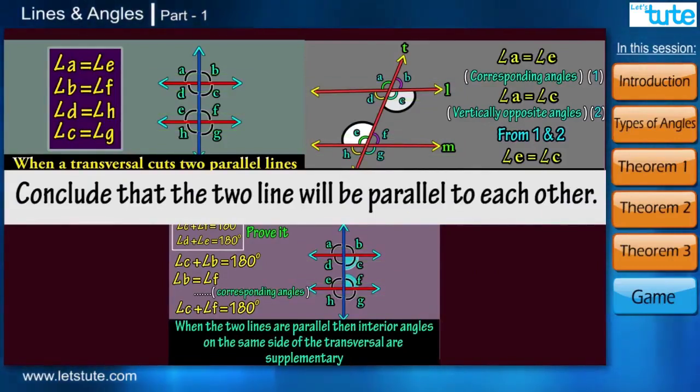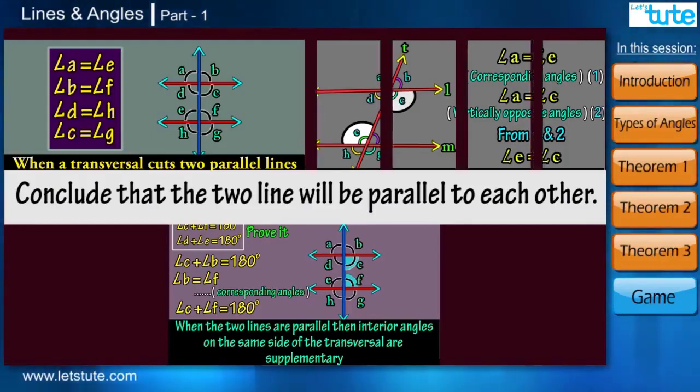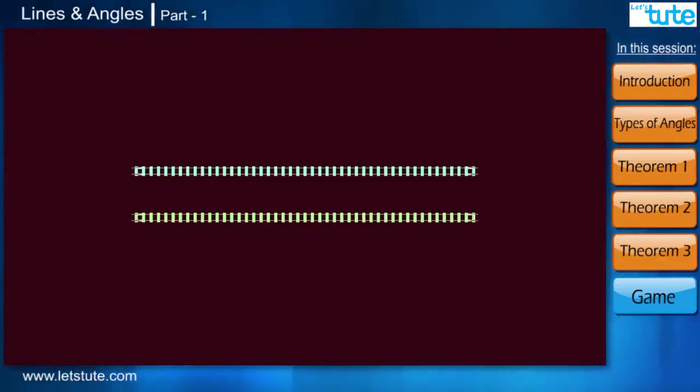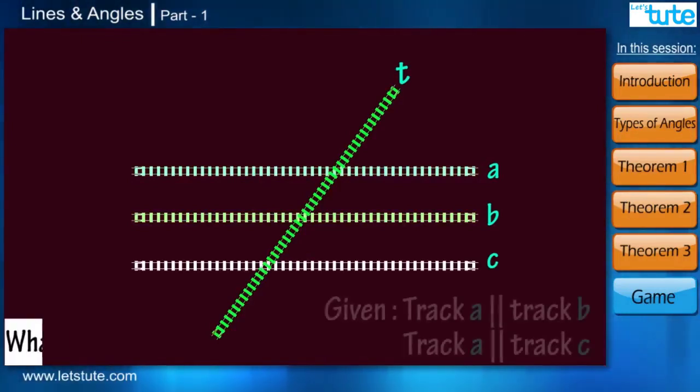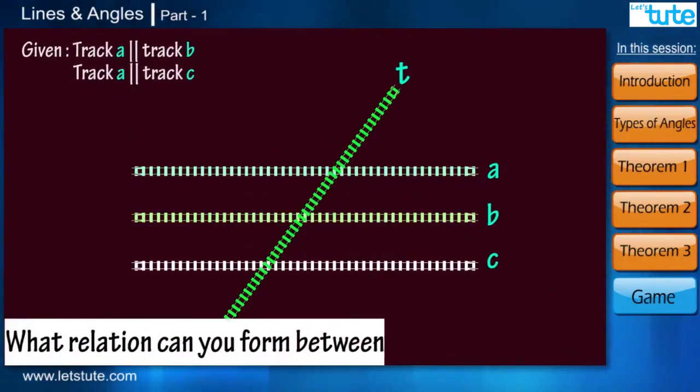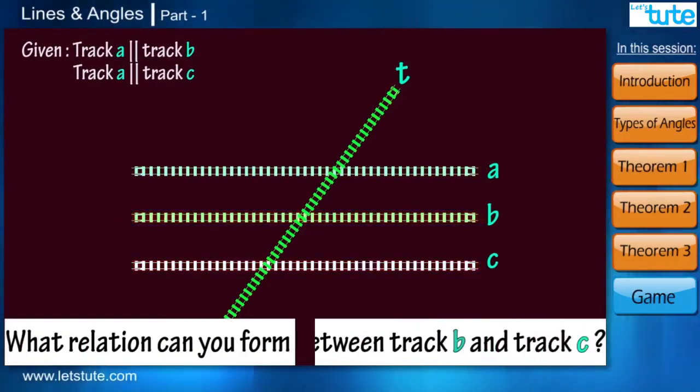Now, since we have learned so much about parallel lines and the angles formed by them, let's see if we can answer this question. You are given 2 tracks, A and B, which are parallel to each other. Both the tracks are cut by another track T. Track A also has another track C parallel to itself. Now, what relation can you form between track B and track C?